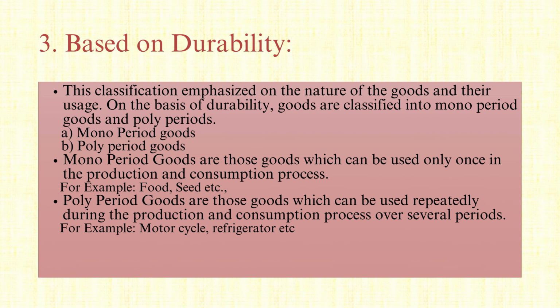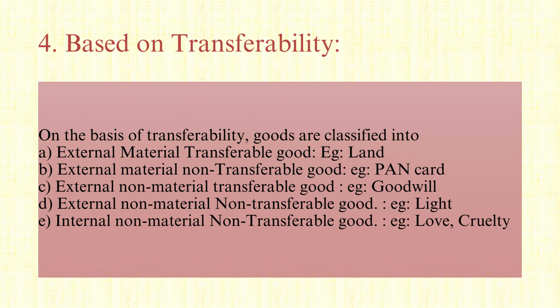Poly-period goods, on the other hand, can be used repeatedly over several periods. A motorcycle is a good example. You can use it for many years, and it helps in transporting goods from one place to another. Another example is a refrigerator, which you use daily to keep your food fresh. Let me ask you another question. Have you noticed how some tools in your house or on the farm last for many years, while others get used up quickly? That's the difference between poly-period and mono-period goods. The durable ones, like a tractor or a storage shed, are poly-period goods because they assist in production over multiple seasons.